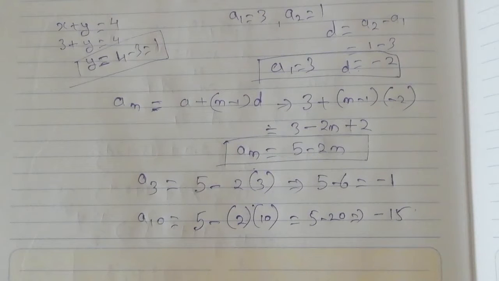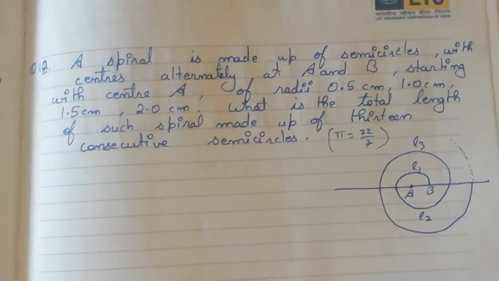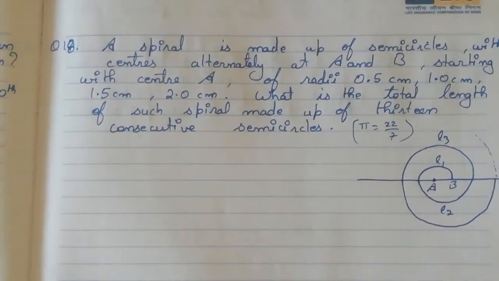This is the simplest chapter of your NCERT because it is formula based, and every chapter which is formula based is much simpler than the geometric part or other parts. Okay, so let's move to another question. Here it is a good question, very good question.